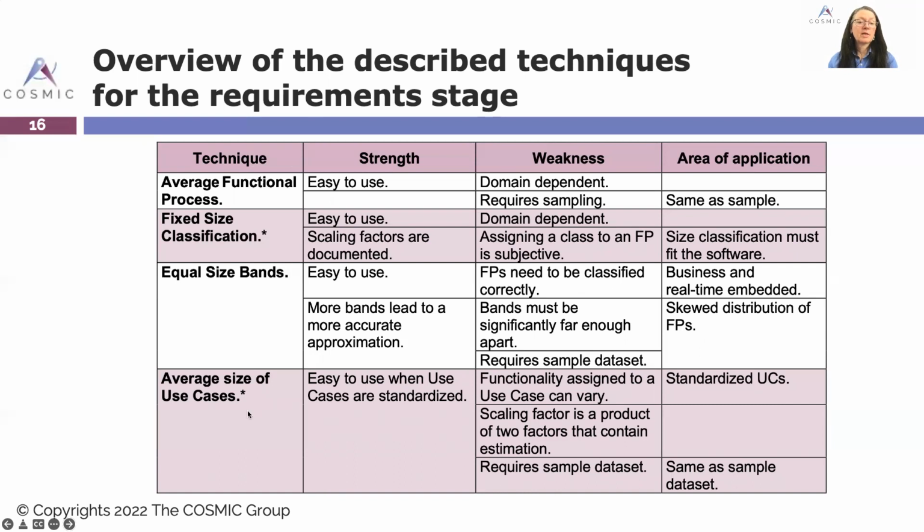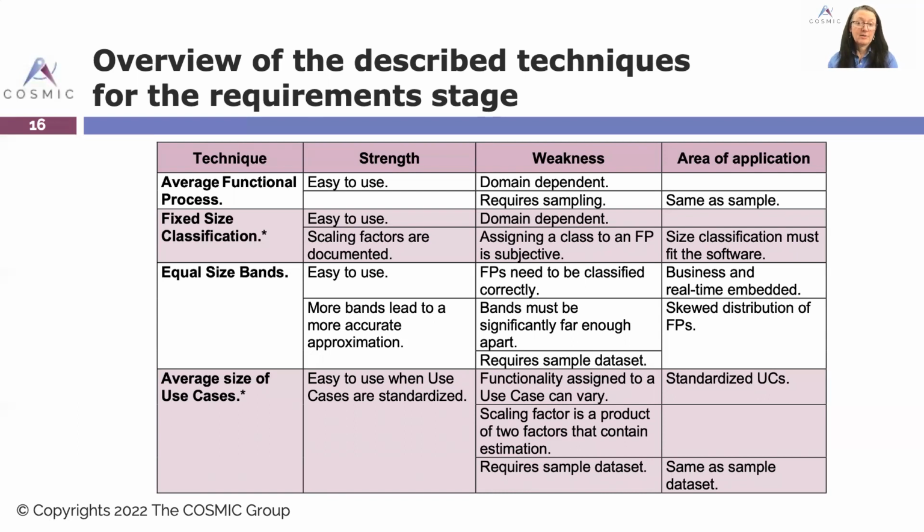The average size of use case technique is easy to use when use cases are standardized. Now, functionality assigned to a use case can vary. The scaling factor is a product of 2 factors that has a certain estimation or approximation as well. So it is less precise because of that. It requires a sample data set, and it's applicable when your project is the same as the sample data set, and that you also have standardized use cases in the way they are defined.